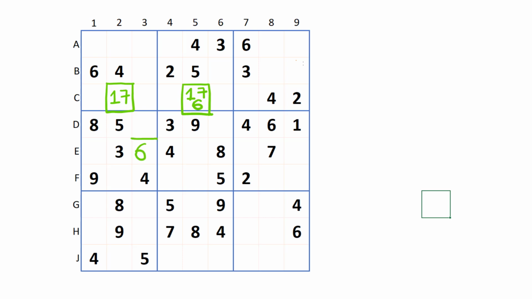Results of examining rows E and G. The number 6 can only be in cells E3, E5, G3, or G5. The four cells E3, E5, G3, and G5 form an X. With this result, I assess how it affects cell C5.